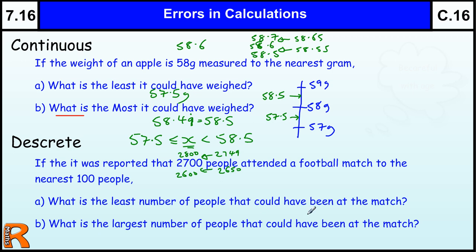Okay, so that should answer all the questions. So this one, least number of people could have been at the match, is 2650, and this one is 2749, because definitely if it was 2750 it would be reported as 2,800.